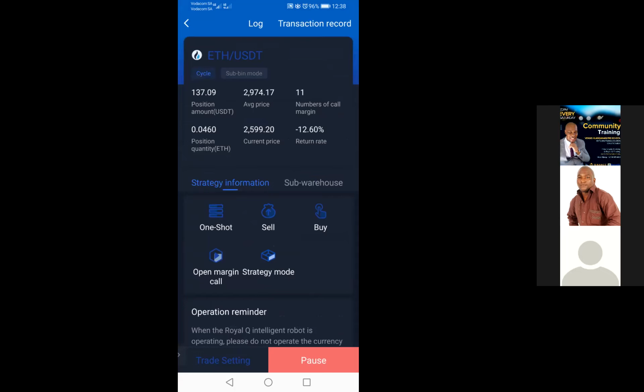We will see when you go to trade setting. This one is our strategy. Yes, and then what is happening with this? We can see 137 has already gone into this market. So which means if 200 minus 137, it means 63 is the remaining. So let's click on trade setting. Let's view it. Trade setting.